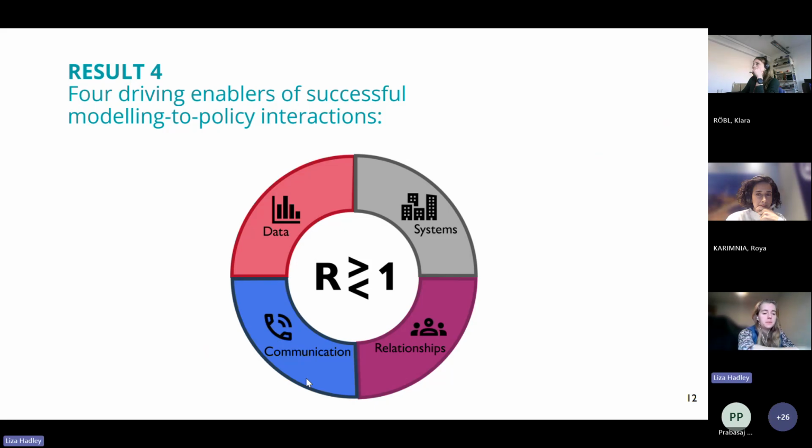Okay, so sort of towards the end of each interview, we wanted to think about evaluation and sort of looking forward. So what were the key lessons? What would recommendations be for the future? And there's a large section in the paper which goes through this, but essentially all of the recommendations fell into 4 categories. So it's discussion on data, on systems, on relationships and interdisciplinarity, and on communication. And these were seen as driving enablers of successful modeling to policy interactions.